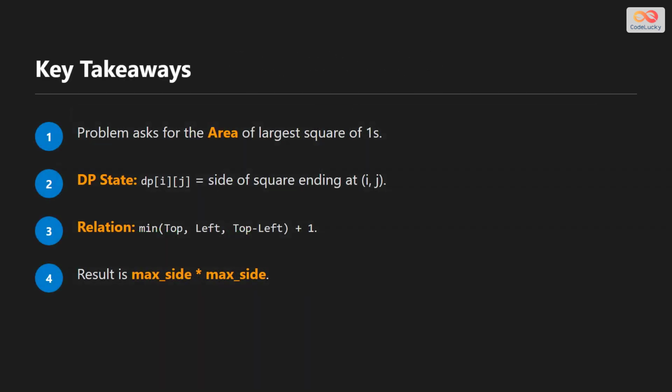To summarize, the maximal square problem asks for the area of the largest square of ones. We solve it using dynamic programming, where each state depends on the minimum of its top, left, and top left neighbors plus 1. The final answer is the square of the maximum side length found in the table.